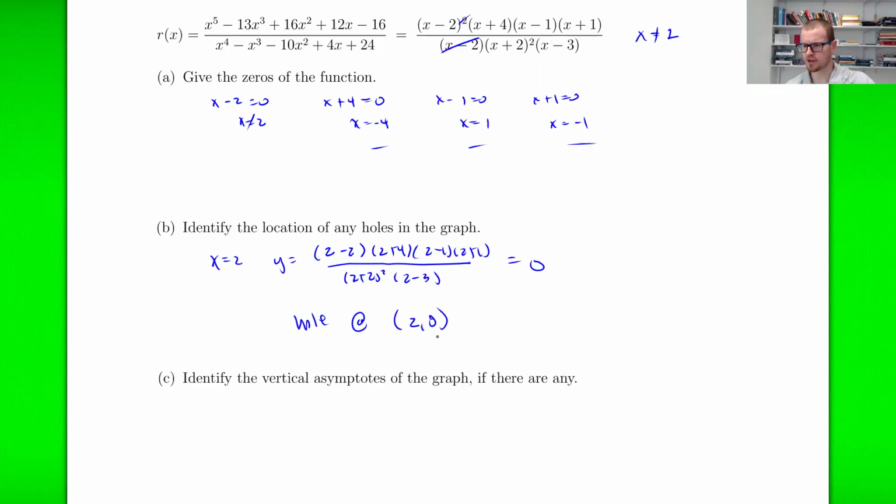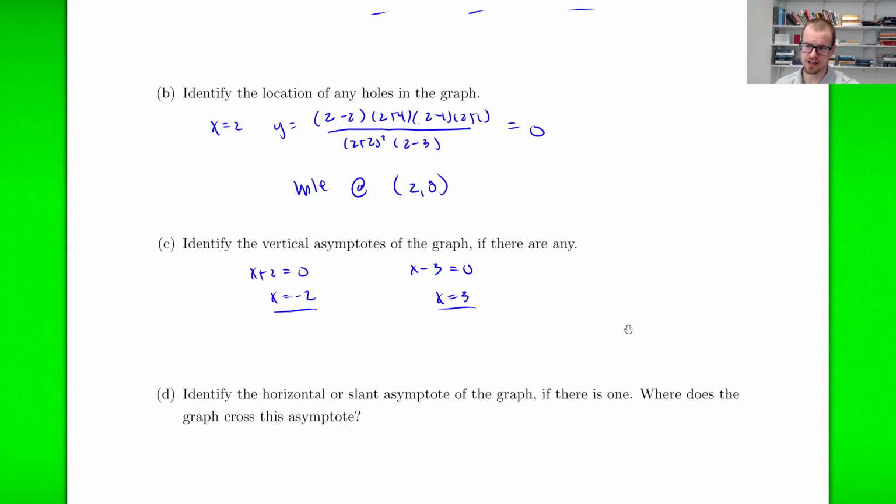All right, we want to identify the vertical asymptotes of the graph if there are any. The vertical asymptotes are identified by the factors that remain. So for the factor of x plus 2, an asymptote occurs when there's division by 0. So x equals negative 2 is one vertical asymptote, and x minus 3 equal to 0. Again, vertical asymptotes when there's division by 0. So x equals 3 is another vertical asymptote.